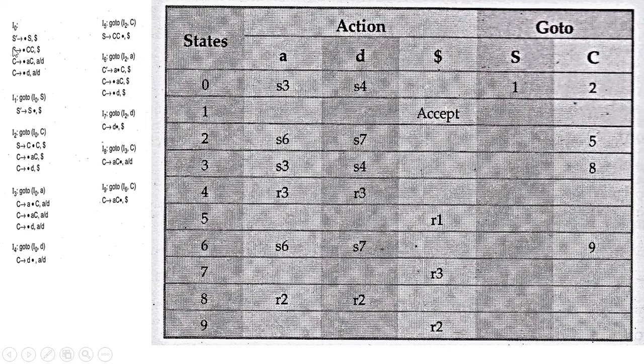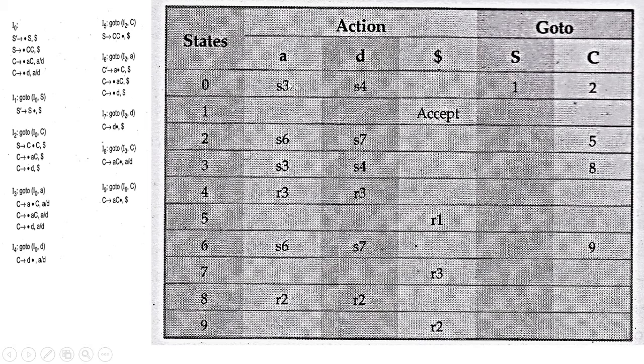So if you see I0, let's look from I1. That means goto I0 on S gives you I1. S is capital, so it is a goto statement. So you can see that it is 1. That means from 0 to S it gives you 1. From 0 to C it gives you 2. From 0 to A it gives you 3. A is a terminal symbol, so it is a shift action. So we can say I0 on A gives you 3.